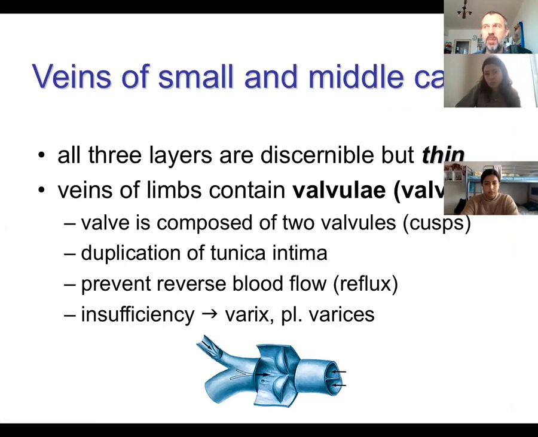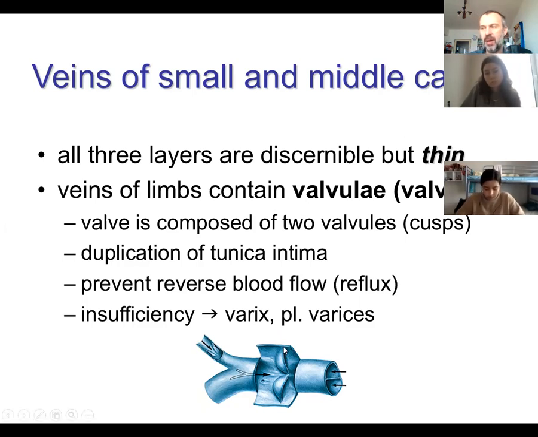As for small and middle caliber veins, there is the same arrangement. So adventitia is the largest one. And what we can find within these veins are valvules. As you can see on the figure down, the valvules are typically from two cusps or two valvules. So one valve is formed by two valvules. So it is quite similar to the semilunar valves, but they are composed of three and these of only two.